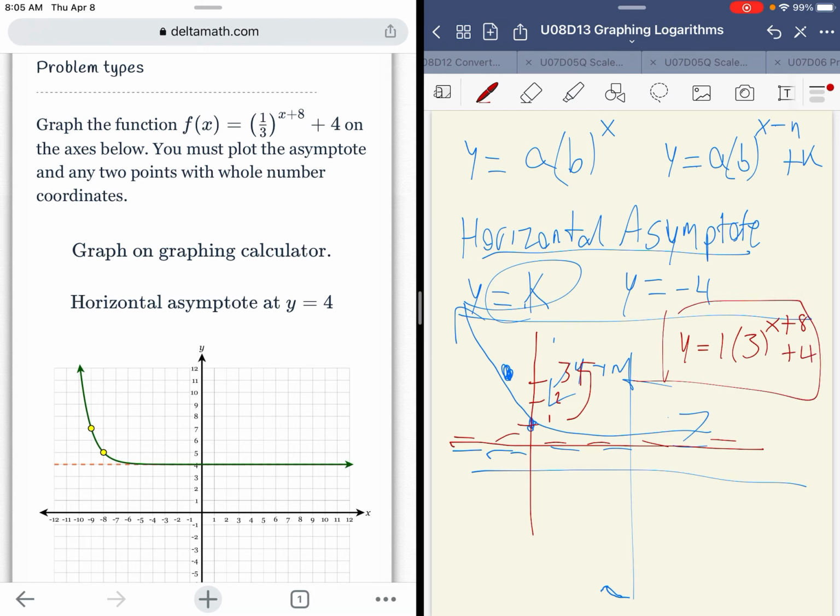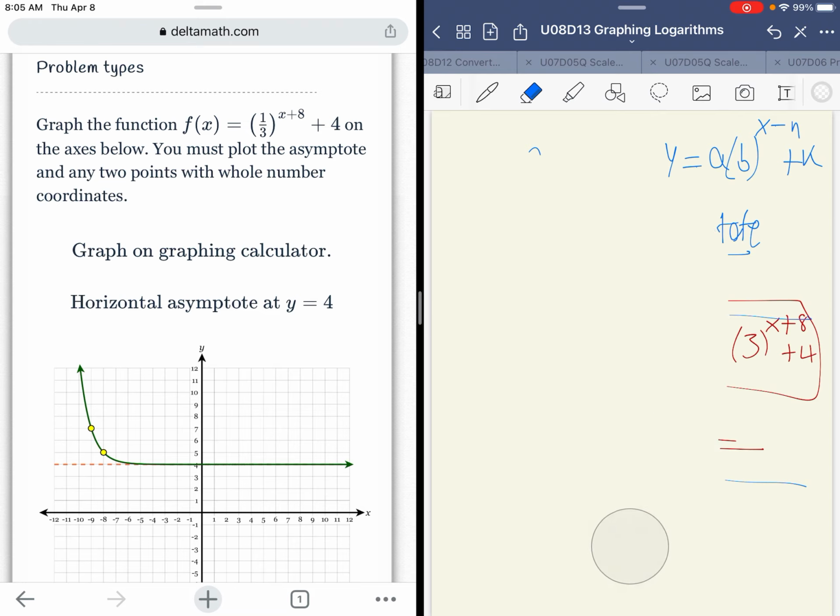So you can either find the equation from the graph, or you can graph just using the equation itself. So let's take a look at some details for logarithmic functions.